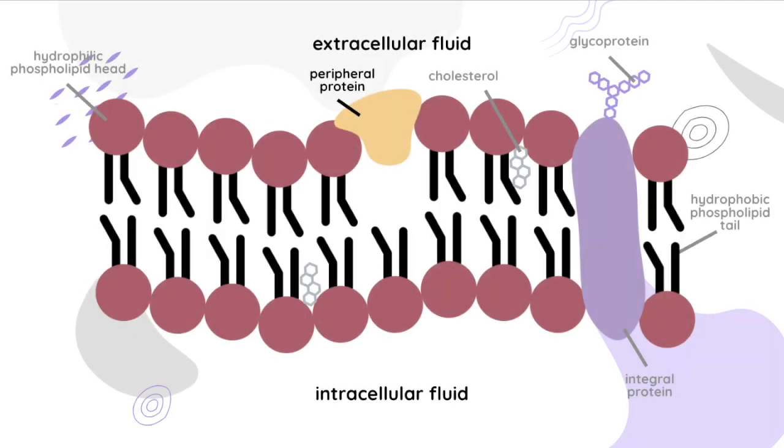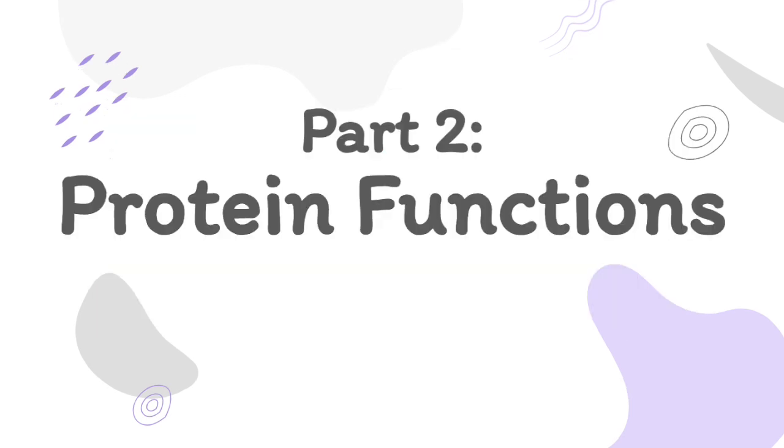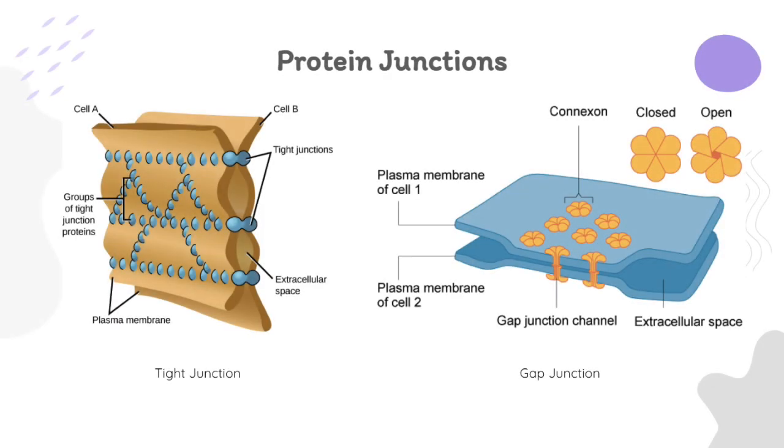On the other hand, peripheral proteins are temporarily attached by non-covalent interactions. These are only on one side of the membrane. They may attach to integral proteins or penetrate the peripheral regions of the bilayer. Proteins in the cell membrane have many different functions.